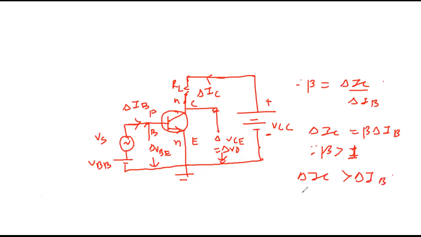Meaning we got more current. Thus, current gain is obtained. Write this one. Then we'll check how voltage gain is obtained. Current is more, voltage is more, power is more, so this is used the most.